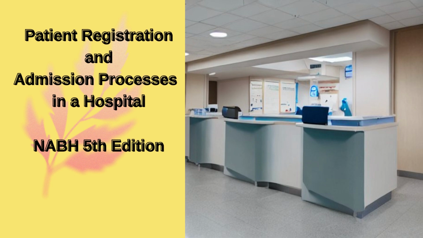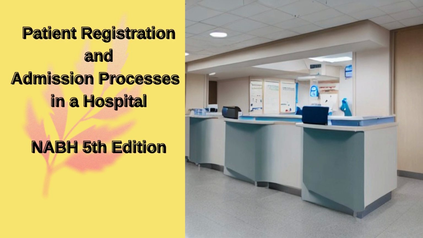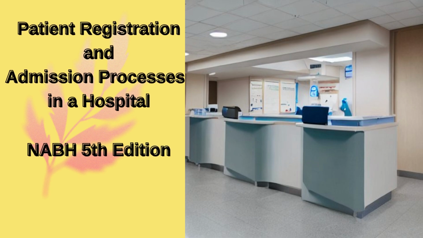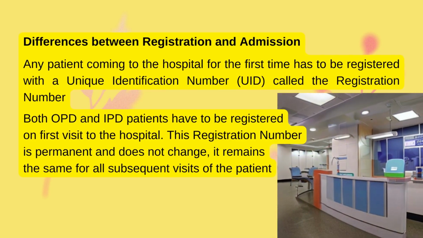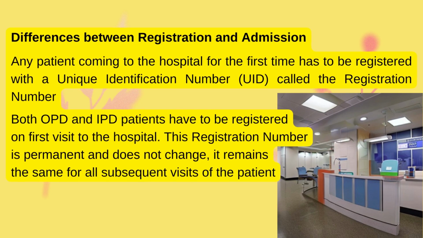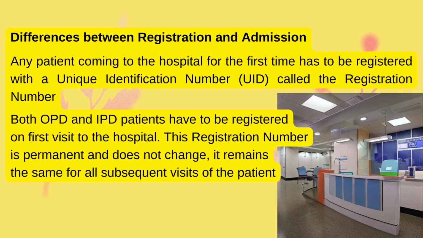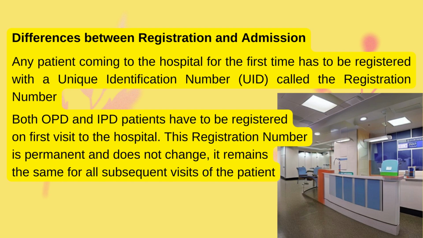In this video, I have outlined the functions and responsibilities of the staff handling registration and admission as per NABH 5th edition. Differences between registration and admission. Any patient coming to the hospital for the first time has to be registered with a unique identification number, called the registration number. Both OPD and IPD patients have to be registered on first visit to the hospital. This registration number is permanent and does not change, it remains the same for all subsequent visits of the patient.